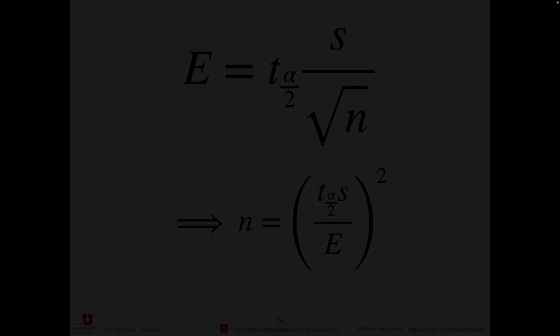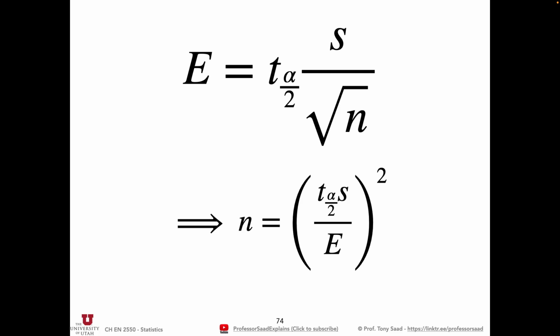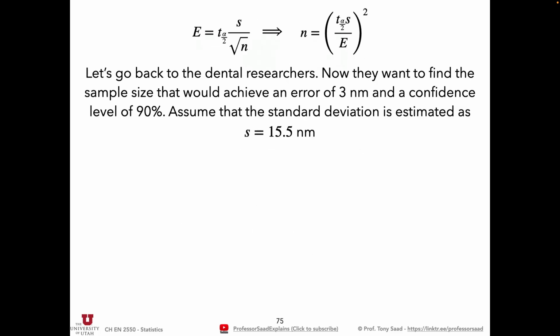All right. Okay, so I can give an example here. Let's go back to these dental researchers. Now they want to find the sample size that would achieve an error of 3 nanometers and a confidence level of 90%. Assume that the standard deviation is estimated as s equal 15.5 nanometers. So go ahead and try to solve this problem.